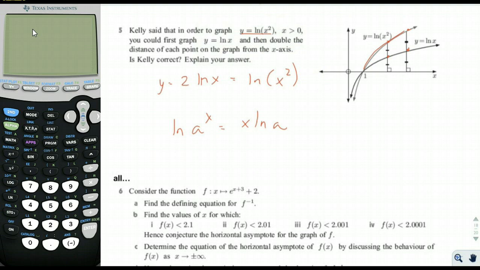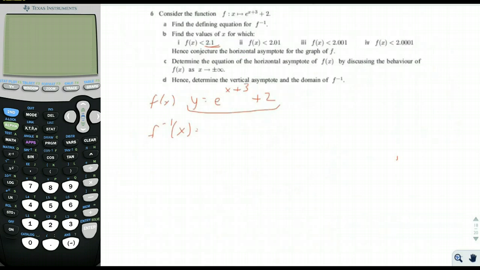So if you use that law, on this right side, you would say 2 natural log of x is equal to 2 natural log of x. Hey, that worked out. Yeah, so that makes sense. Here we're going to try to figure out the inverse function of e to the x plus 3 plus 2.